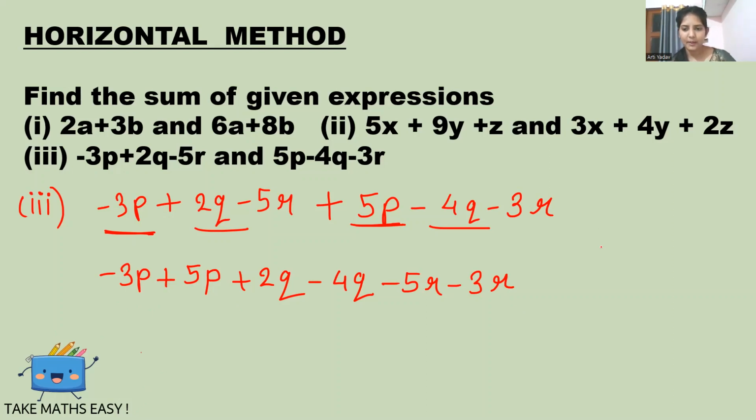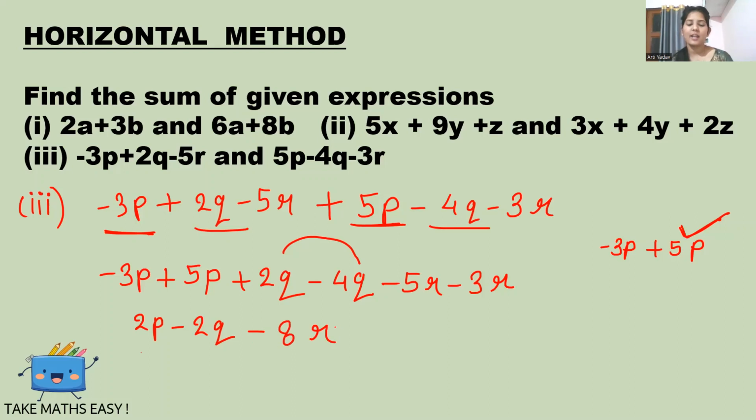So negative 3p plus positive 5p. What is negative and positive? It is negative. So 5 minus 3 is 2p. Will it be positive or negative? Definitely positive, because 5 is positive. So 2p will be positive. Now the next is 2q and minus 4q. So definitely we will do subtraction. So 4 minus 2 will be 2, and q will be with this, with a negative sign. And then minus 5r, minus 3r: negative, negative, so we add and use the negative sign. So 5 plus 3 is 8r. So negative 8r will be the answer. So in this way, we will solve this.